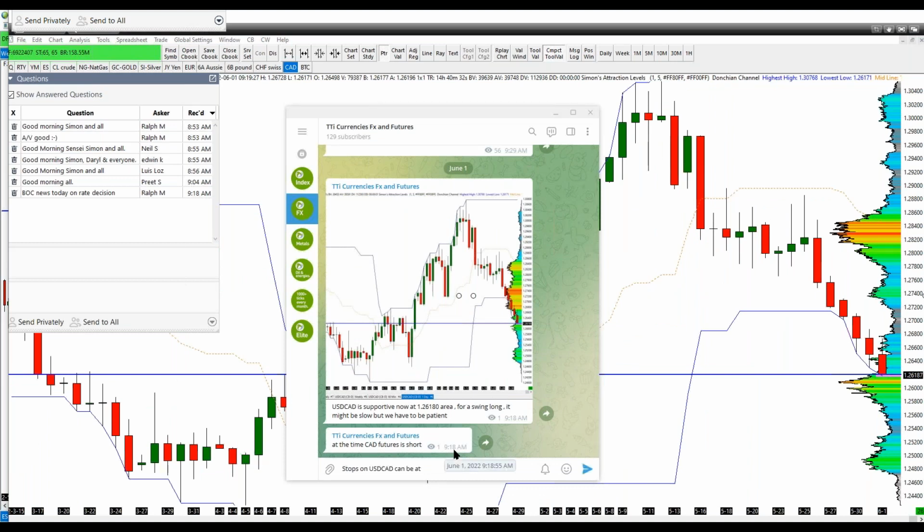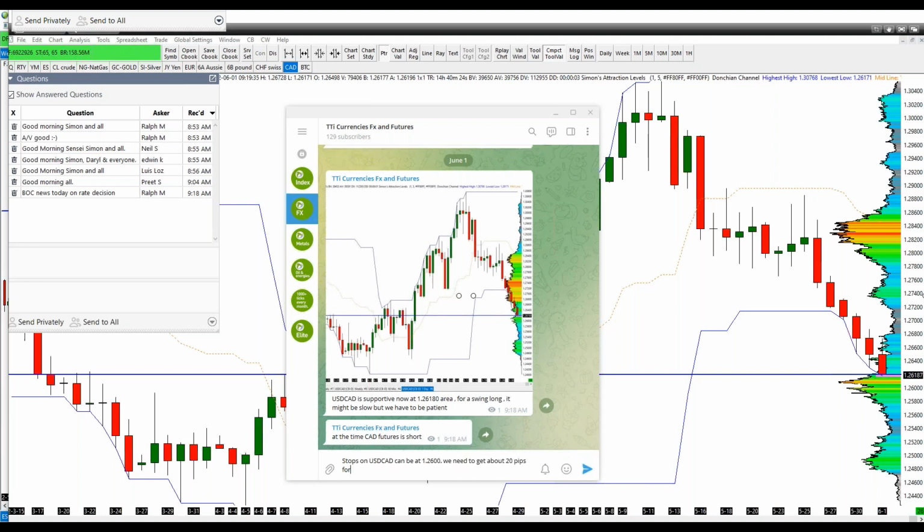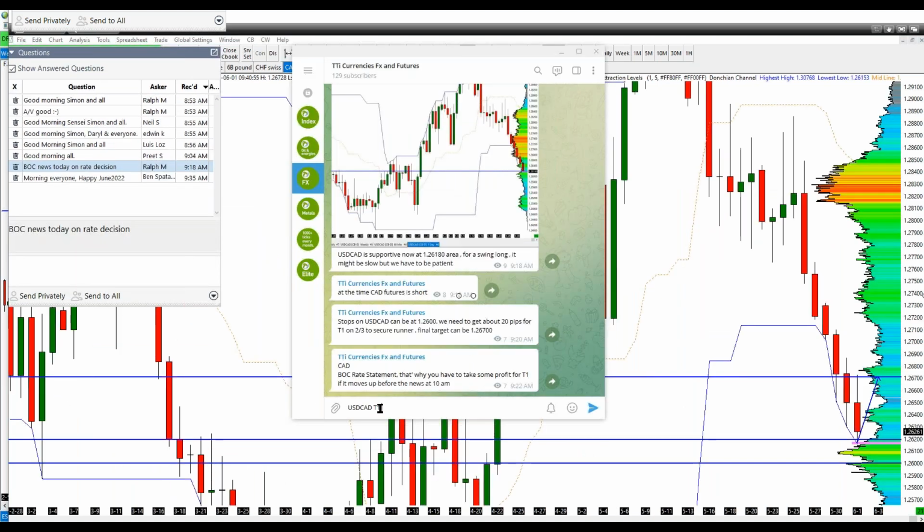Stops USD CAD can be at, so I put my stop loss. I told them where my stop loss is ahead of me calling the trade, right? I told them the stop loss, you have to take 20 pips at least to secure runner if you call it long. Final target can be 1.26700. So I'm looking at market to move from here all the way to 1.26700. It was 520 ticks or pips yesterday. This is from yesterday. This is from June 1st. You will see.